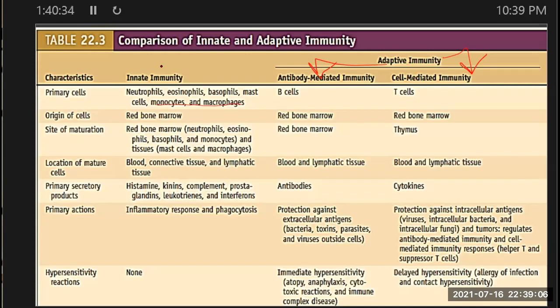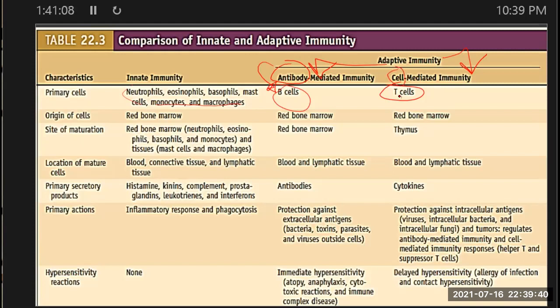Okay, innate immunity, primary cells, the phagocytes. But for antibodies, who produces them? The plasma cells, which are mature B cells. We also have cell-mediated immunity, called that because cells attack cells, for example cytotoxic cells. So we have T cells here, T lymphocytes. B cells for antibody, T cells for cell-mediated. To remember, use my mnemonic: CT, cellular T cells.